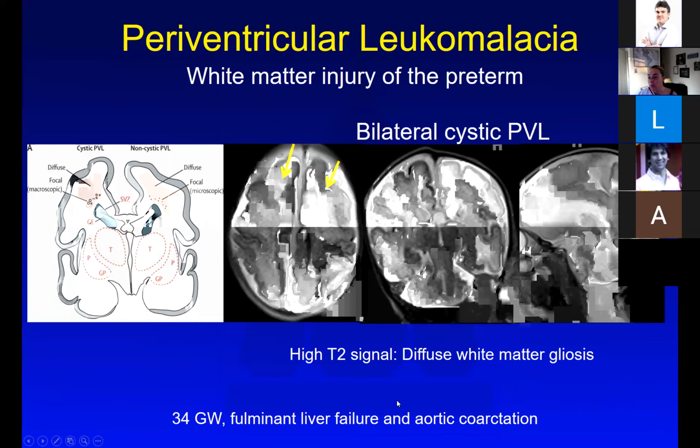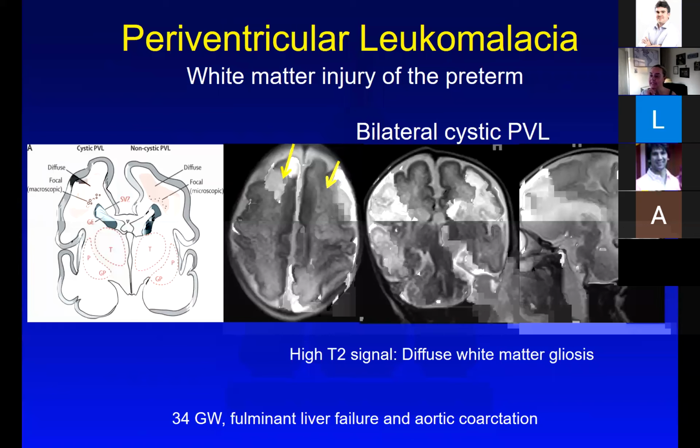It would be incomplete if we didn't talk about periventricular leukomalacia as part of prematurity-related injuries. By definition, periventricular leukomalacia is a pathological term that refers to injury of the white matter in the preterm infant. And luckily, nowadays, these cystic PVLs are far more infrequent compared to earlier years of preterm survival.